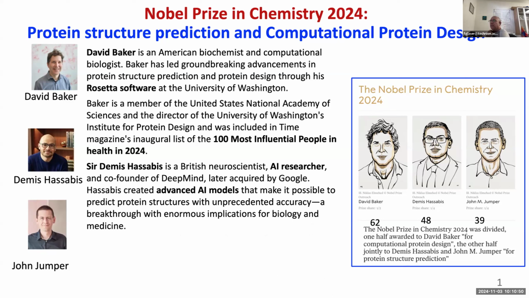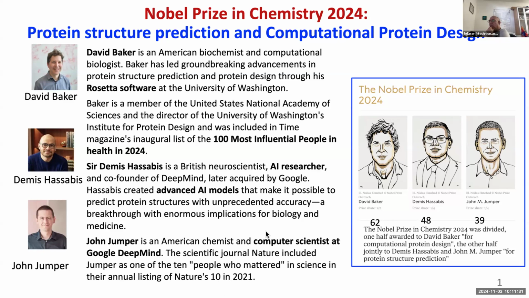Demis Hassabis, Sir Demis Hassabis, actually, is a British neuroscientist and AI researcher. He's a co-founder of DeepMind, a company later acquired by Google, which developed AlphaFold. Hassabis is an expert in AI modeling, and he created advanced AI models specifically for protein structure prediction. This was the real thing that advanced the field very quickly into AlphaFold with unprecedented accuracy.